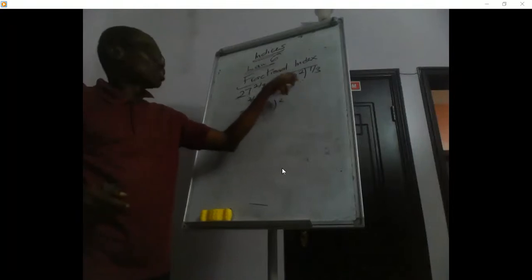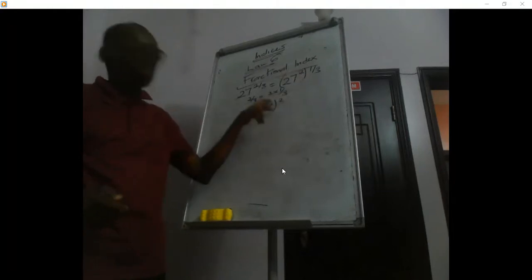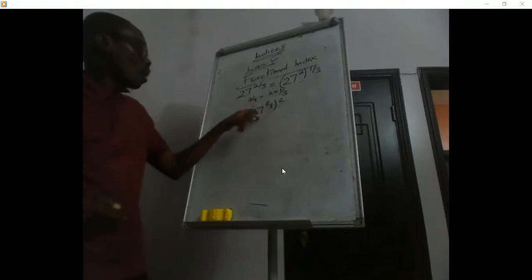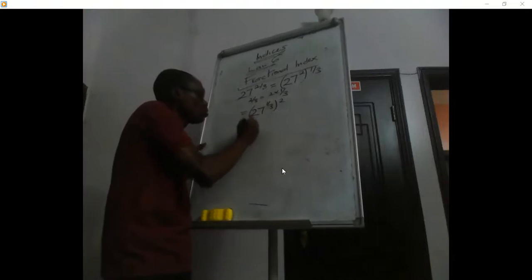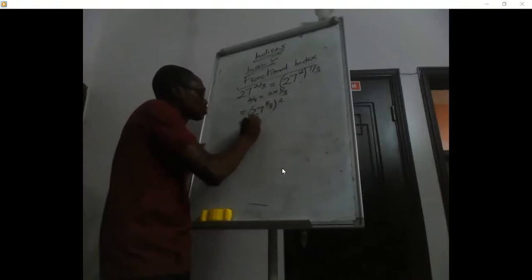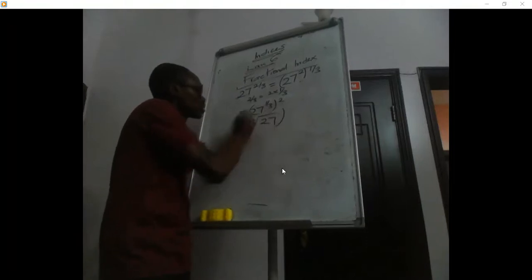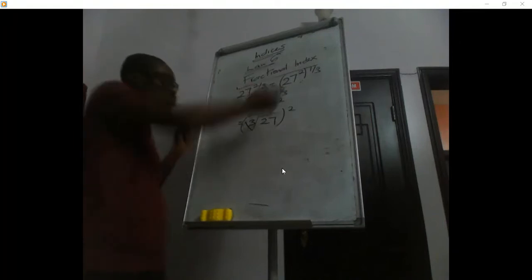Because 27 raised to power 2 is the same as 27 times 27. This is a little trick just to multiply this in. Yes, you can multiply, but it is quicker to work out this particular one. So how do we work out this one? 27 raised to power 1 over 3 is the same thing as the cube root of 27, then you bracket and put raised to power 2.